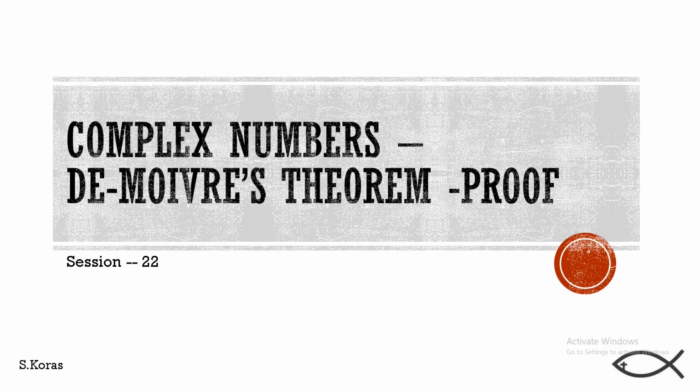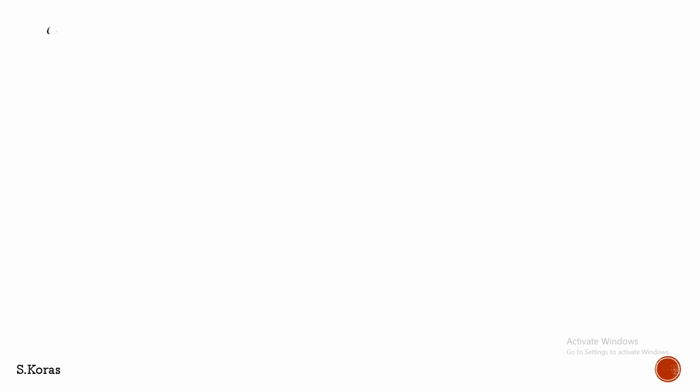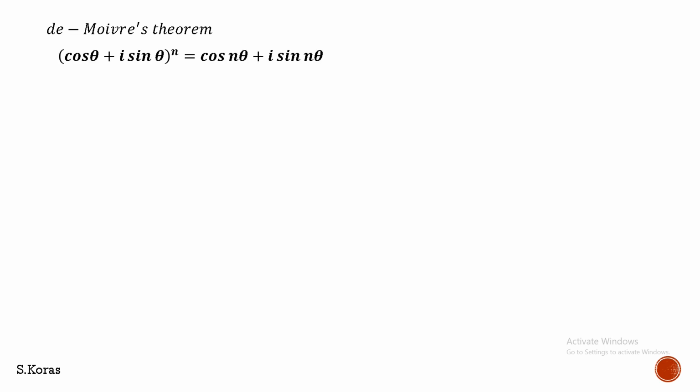Numbers, session 22. In this session, we are going to see de Moivre's theorem, and we are going to see how to prove that theorem. What is de Moivre's theorem? De Moivre's theorem says (cos theta plus i sin theta) the whole power n is equal to cos n theta plus i sin n theta. Very simple formula.